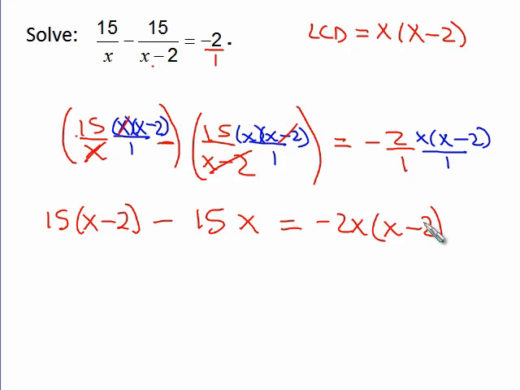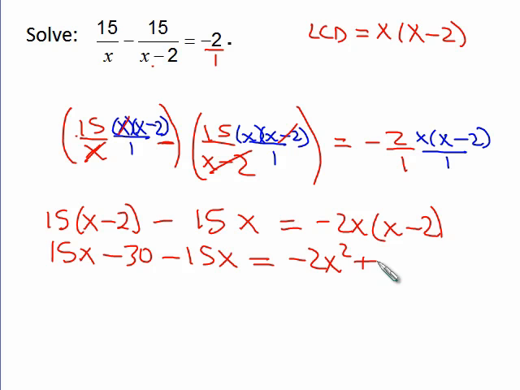So now in this next step, I need to simplify everything. So 15x, distributing it, minus 30 minus 15x equals, and distributing this side, I have a negative 2x squared and then a positive 4x. Alright, so now we see we have a polynomial.